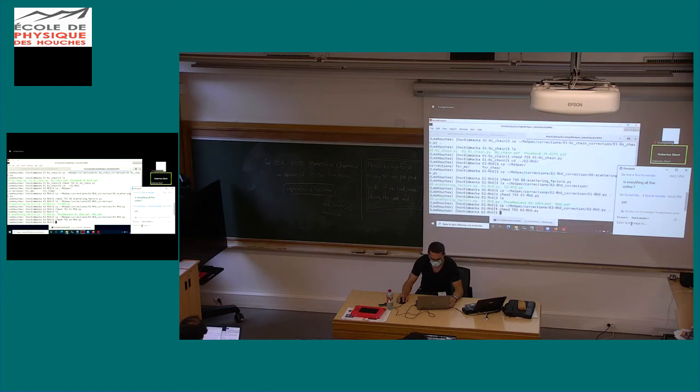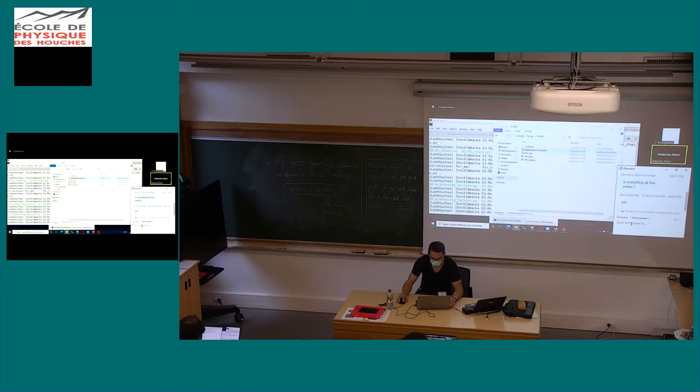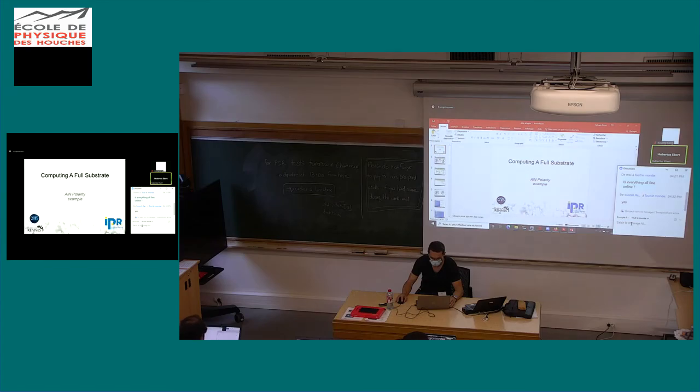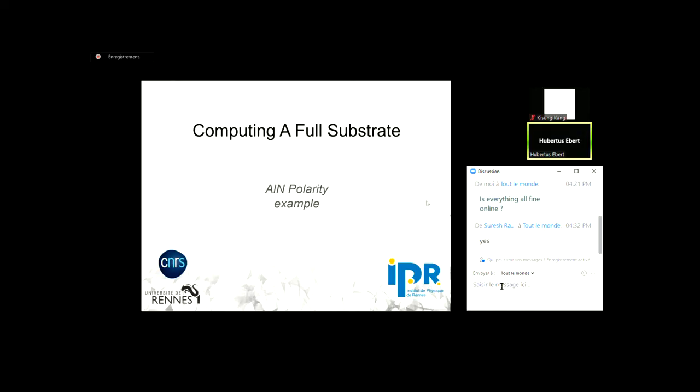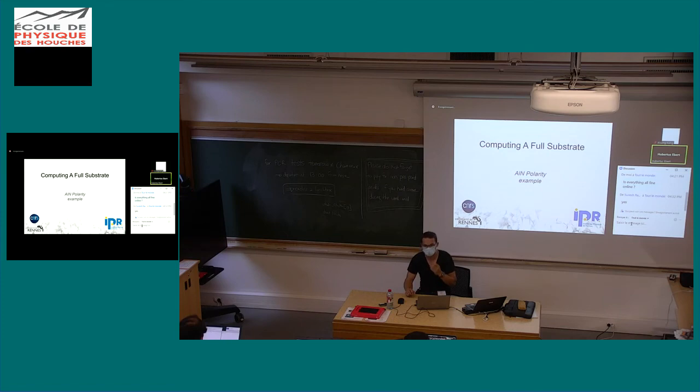So I will illustrate this with a complex case, actually, which is aluminum nitride. So AlN, it is a hexagonal structure, and the tetrahedron inside the material can be oriented upward or downward. This is called the polarity of the AlN.